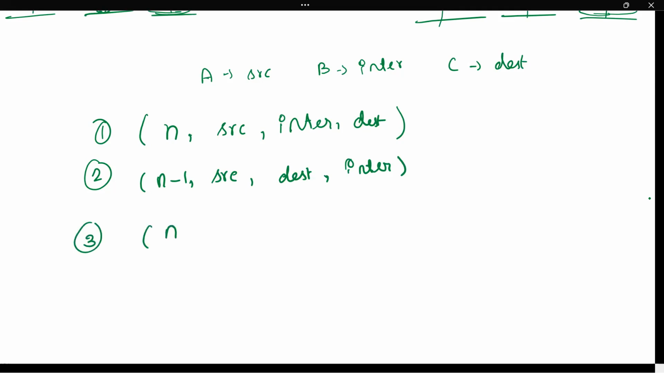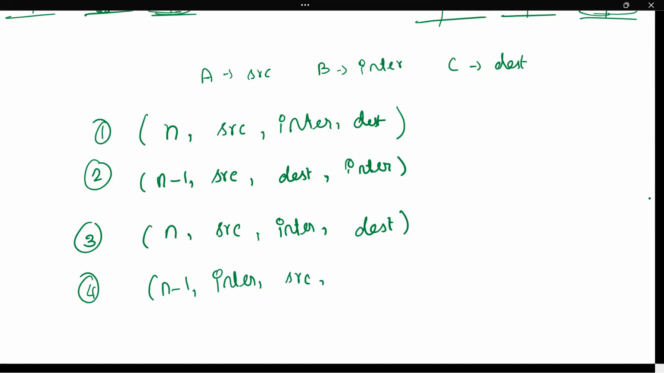Again, we will have the third condition: n, source, destination and intermediate. The fourth condition is n minus 1, intermediate, and we'll have source and destination. So these are all the four conditions that we need to take into consideration. Let's code this.